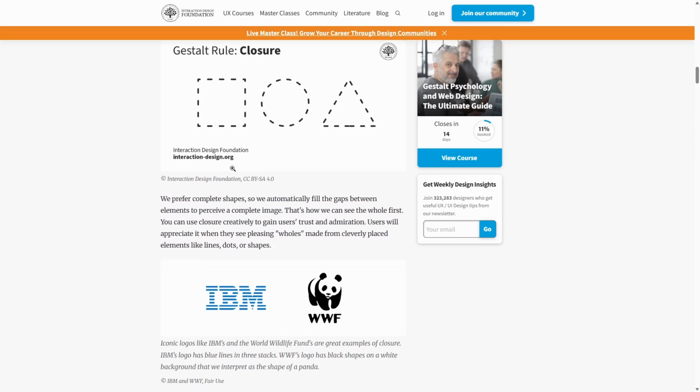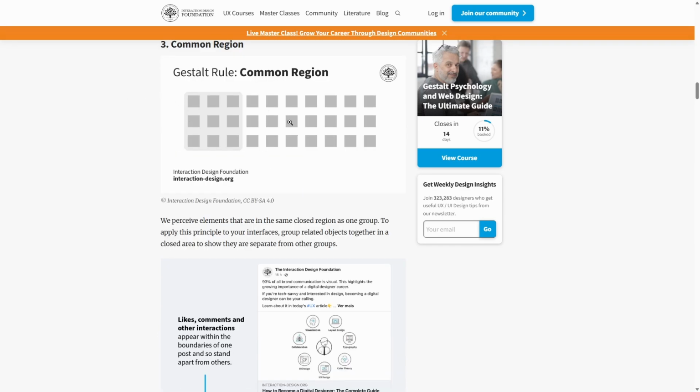So the closure principle is actually our brain will fill the gaps of images in order to achieve a whole and complete, a closed image. The third one is the common region. We tend to interpret things as a group if they have a small similarity. So for example, we feel that this is a group apart from this just because of a background square.